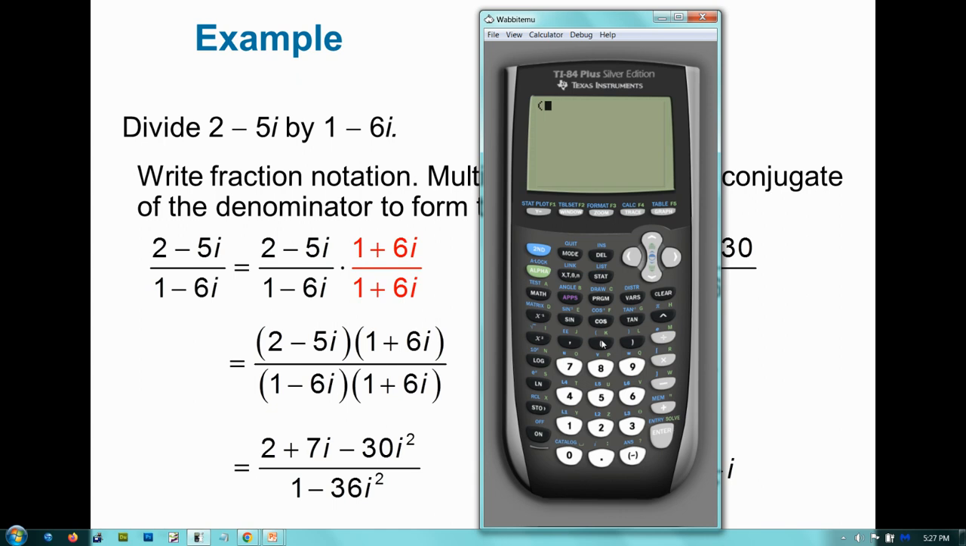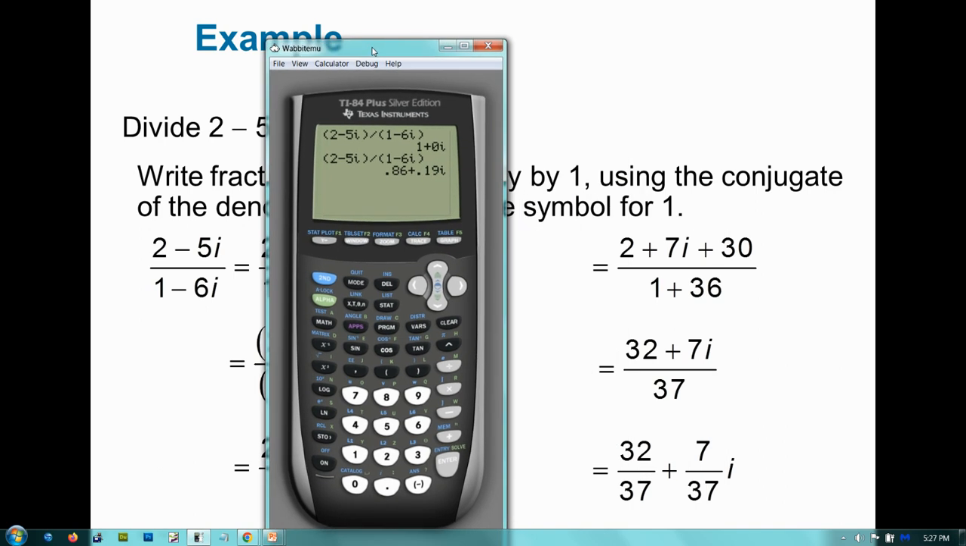So in parentheses, I've got 2 minus 5i divided by, in parentheses, 1 minus 6i. Hit enter. All right, let me go back to 2 decimal places. I don't want to have 0. I want to have 2 places here. And hit enter again. All right, so this is what it's giving me.